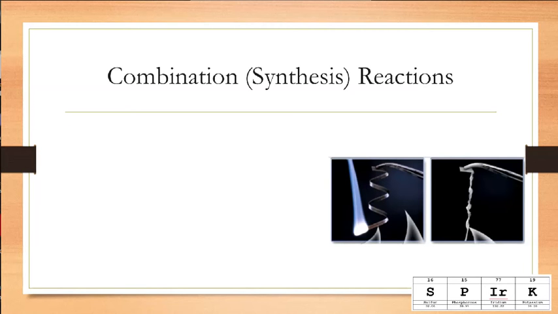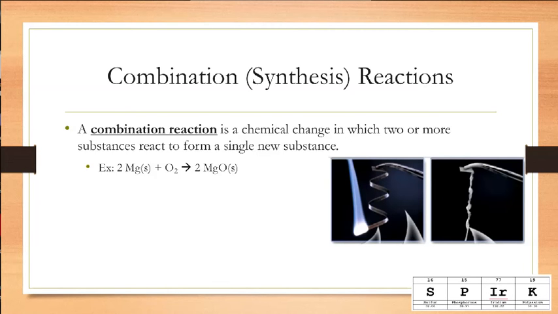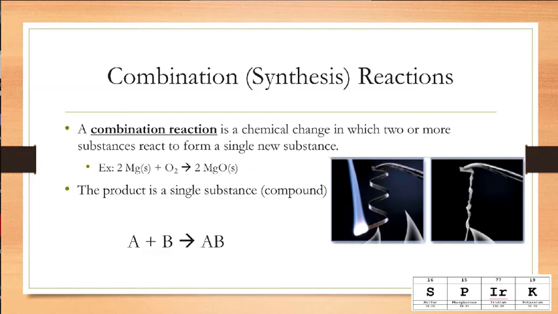So let's start with combination reactions, also known as synthesis reactions. A combination reaction is a chemical change in which 2 or more substances react to form a single new substance. For example, let's look at magnesium plus oxygen yields MgO. We can see that the Mg and the oxygen have combined to form magnesium oxide, which is a solid. The product is a single substance or a compound, and our little skeletal equation, or just a general equation that you can use to try and remember these, is A plus B yields AB.